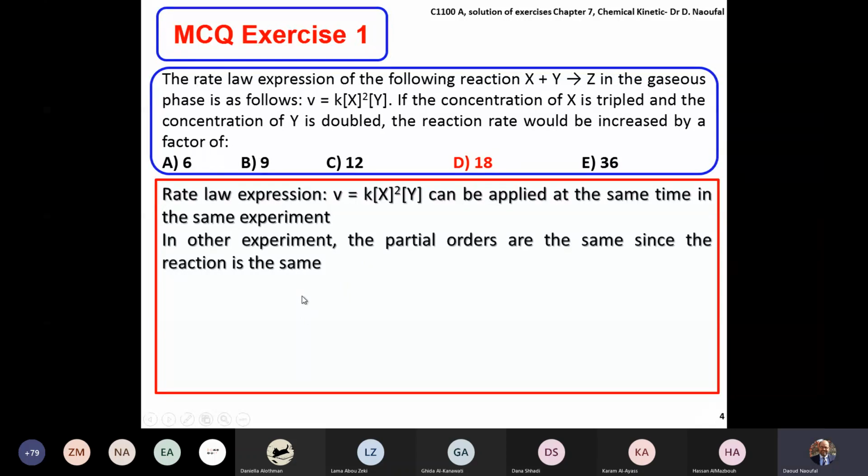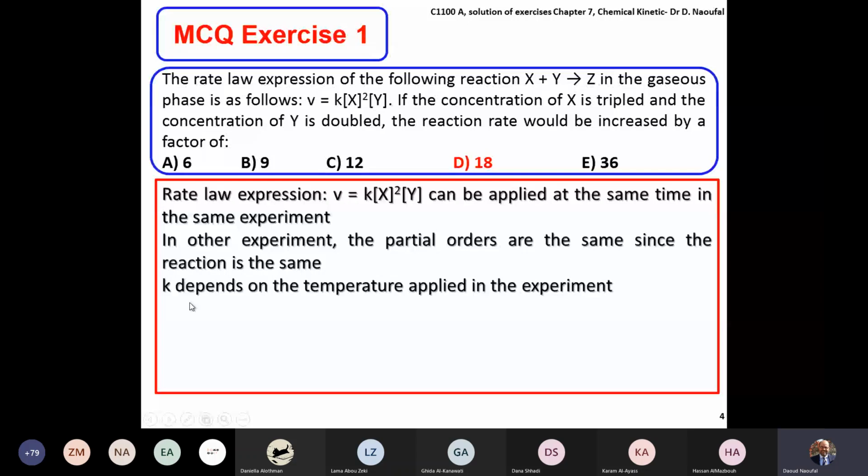In other experiments, suppose I did another experiment for this reaction, the partial orders are the same since we have the same nature of the reaction. So the partial orders are specific for the reaction.